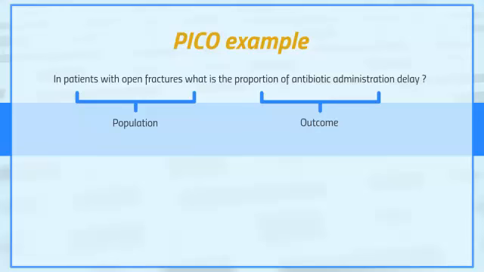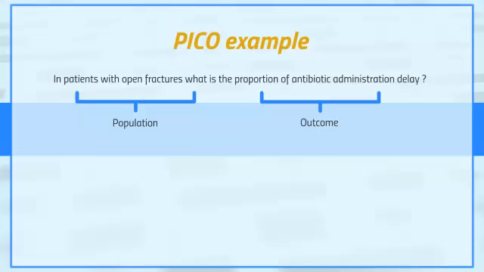And also, it's not that clear what the population actually is. Okay, yes, it's patients with open fractures, but is it patients in the pre-hospital setting? Is it patients in the in-hospital setting? Is it adults? Is it children? Is it animals? Who knows what it is? It doesn't involve an issue. It doesn't involve a context.